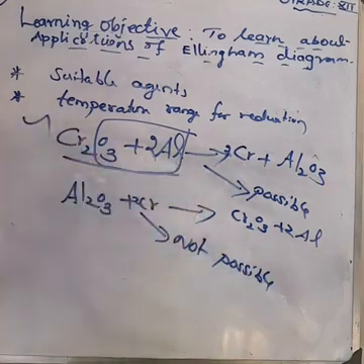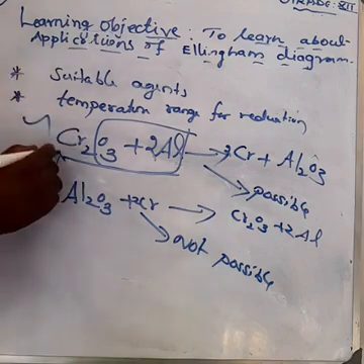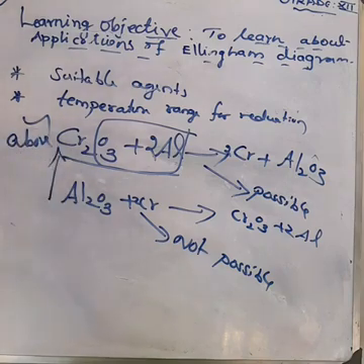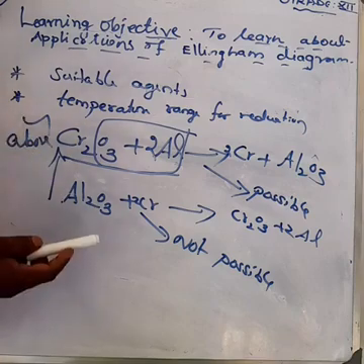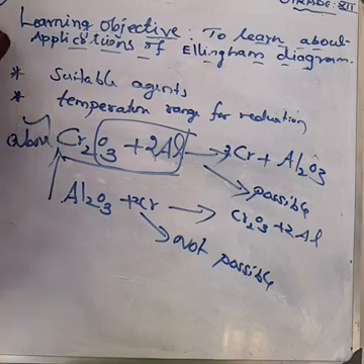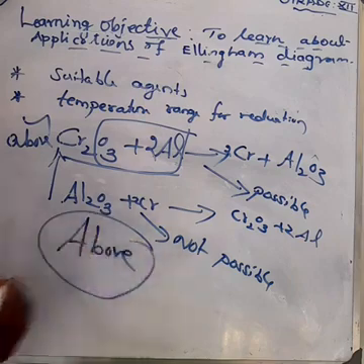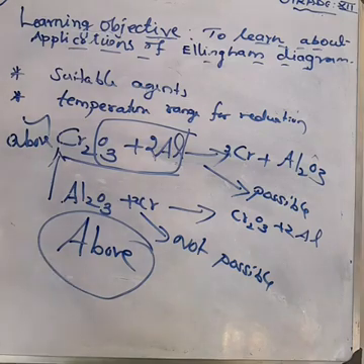So what is the reason here? Chromic oxide lies above that of aluminum. So the important point, the second application, is that any metal can reduce the oxides of other metals that are located above it in the diagram. Can you understand?